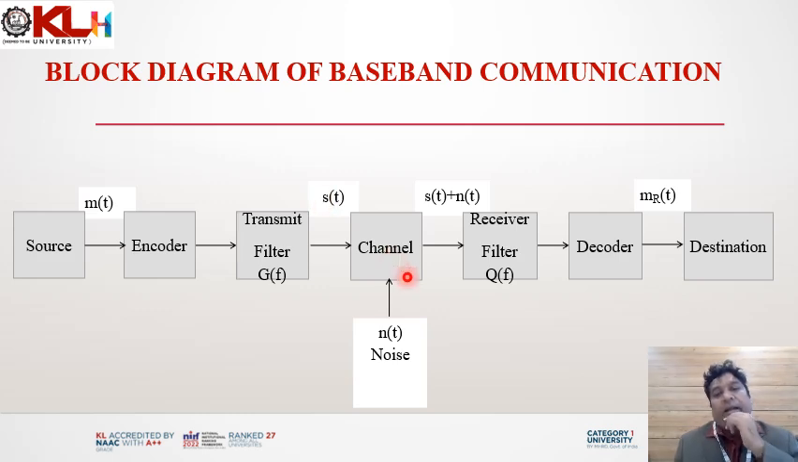the channel, and at the receiver side, the noise corrupted transmitted signal S of t plus N of t is passed through the receive filter, which is Q of f. This Q of f is usually the inverse of the transmit filter G of f. Then we apply the decoder, which performs the opposite operation of the encoder. And finally, we obtain the reconstructed message.